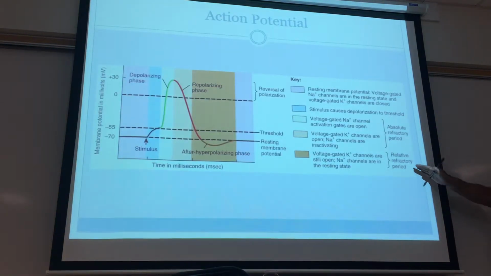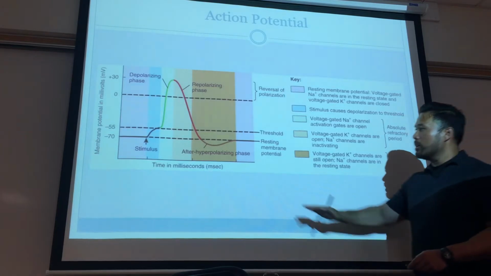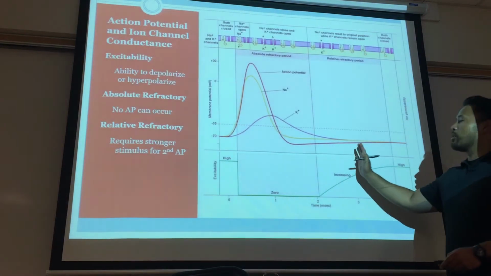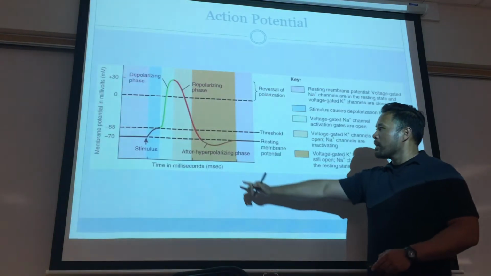Meaning that for a relative refractory period, in order to initiate another action potential, the stimulus has to be stronger the second time around. And let me explain what's taking place over there. Here you can see, and I want to describe it in this slide versus this slide where it might be a little less easy to see.